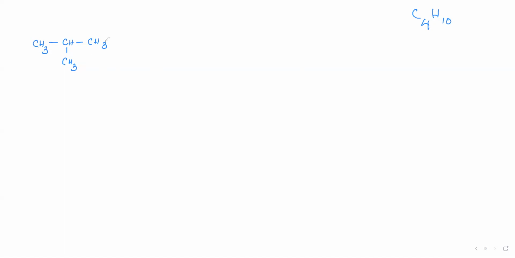Here, three of the carbons are in a straight chain, one carbon is appearing as a branch. So these kinds of compounds are named in a slightly different way. So here there is a task of finding what is the parent chain. Now, what is the parent chain? You need to look for the longest possible carbon chain.